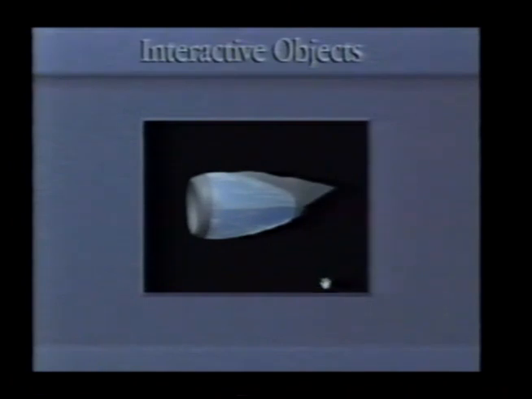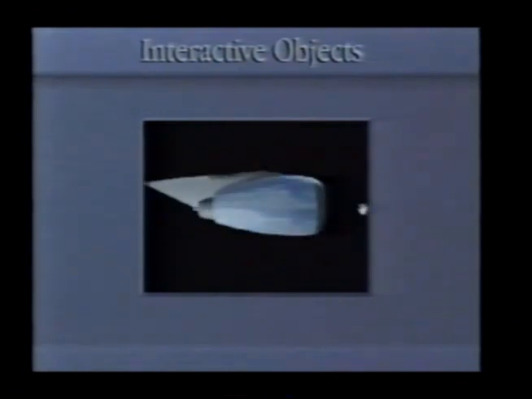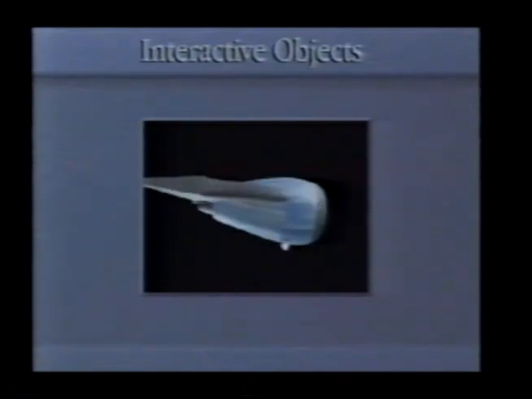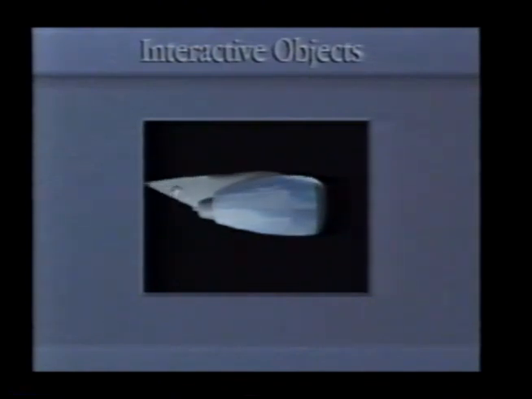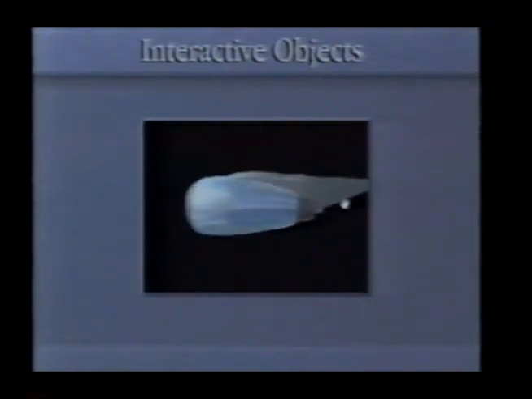Interactive objects are another exciting technology that we have incorporated into the QuickTime VR architecture. An interactive object provides us with a complete 360-degree view of the object. I merely grab the object with the hand icon and move it around. I can see the top, the bottom, or I can grab the tail and bring that around to the front.